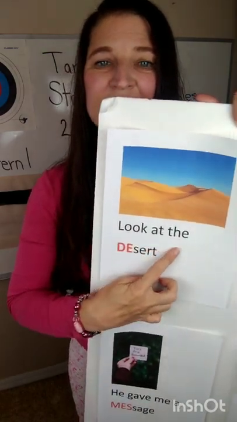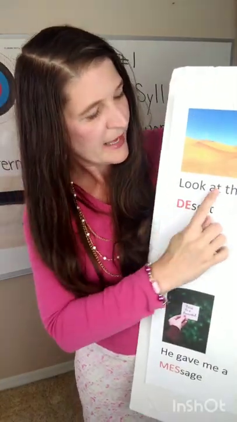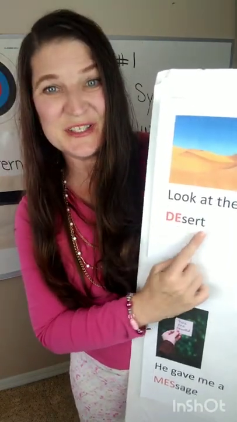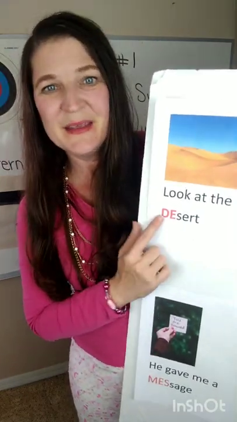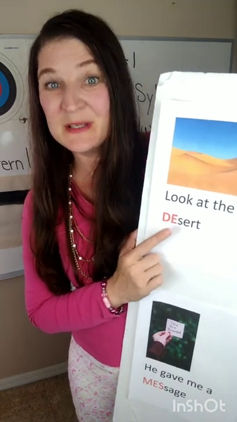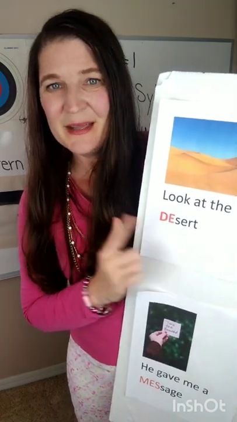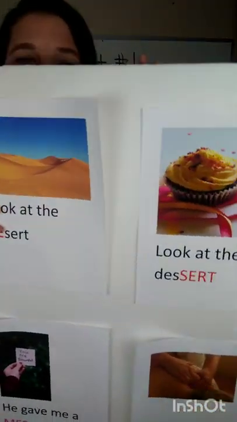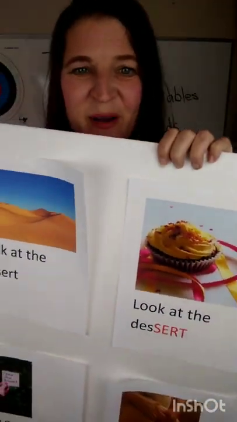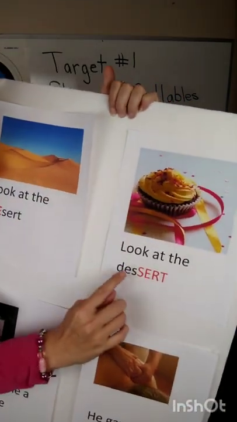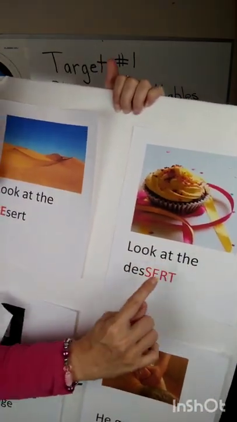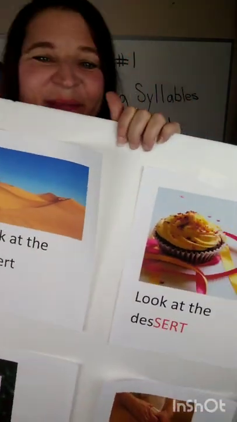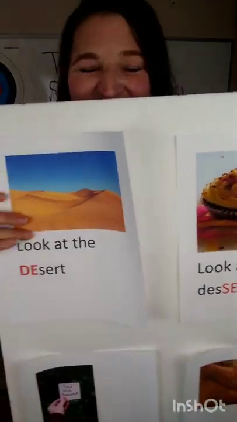Look at the desert. Desert. The first part is where it's stressed. Now there's a word that is very similar, but we stress a different part of that word. Look at the dessert. Dessert. Cupcakes, my favorite.